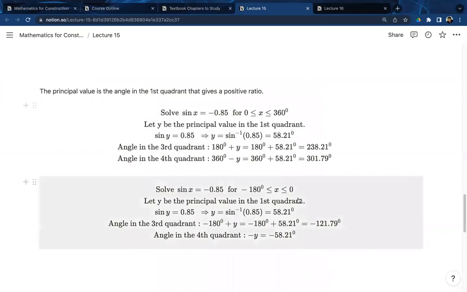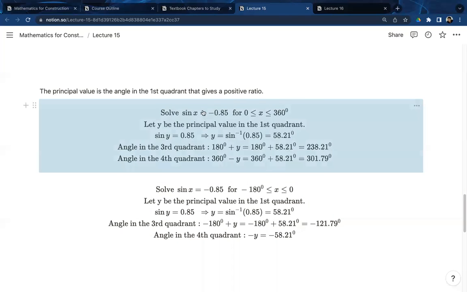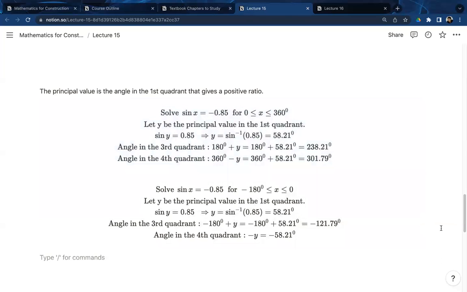We talk about how to solve some basic trigonometric equations like this here. Solving the same equation, sine x is equal to negative 0.85, but depending on the domain, the answers are different, the working is different, right?